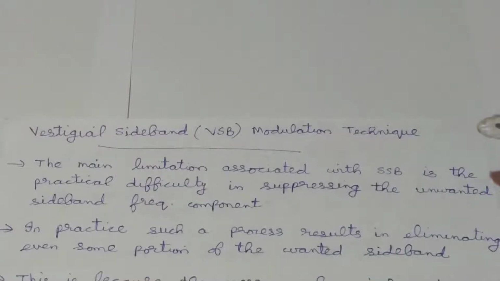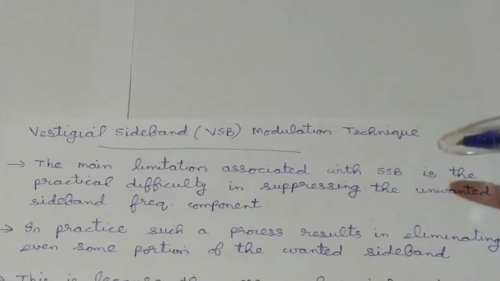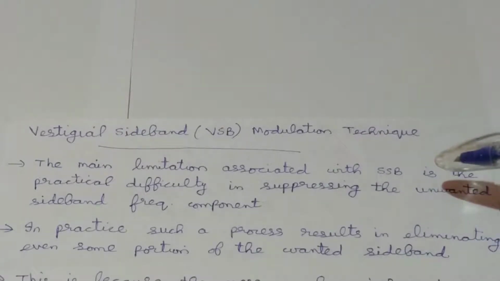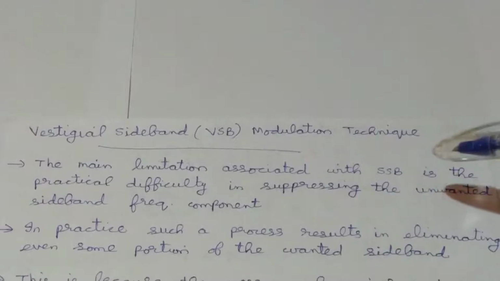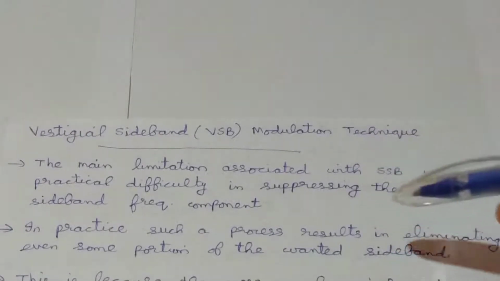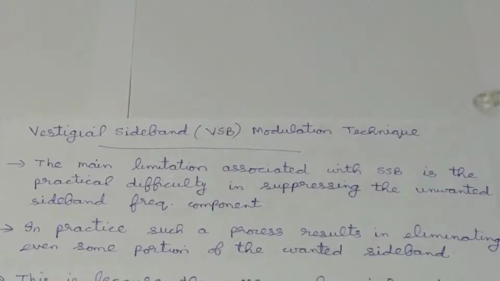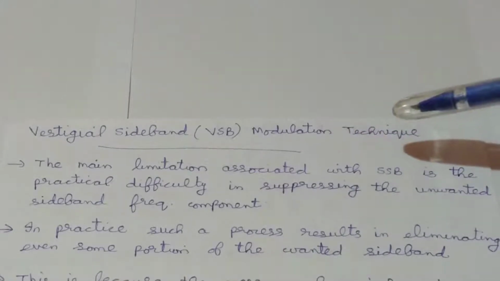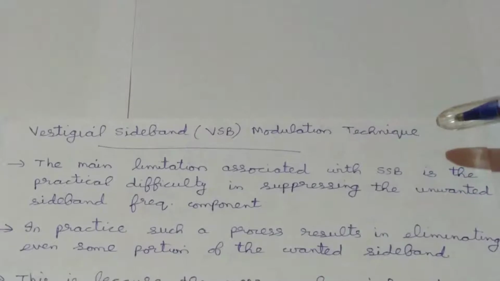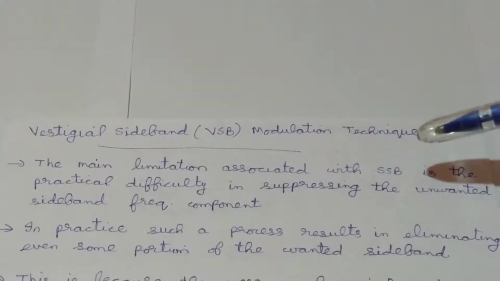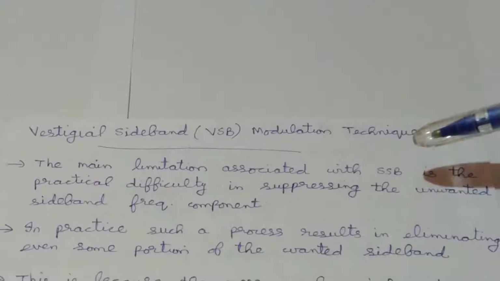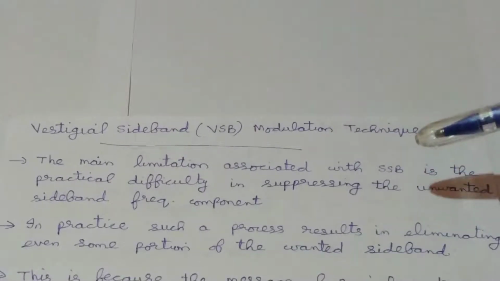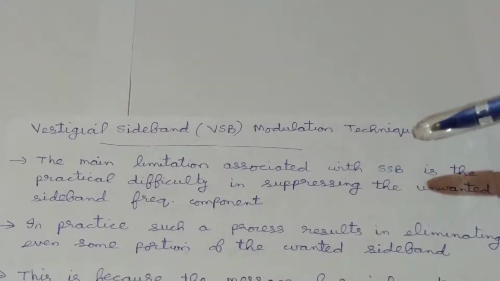Today we are going to discuss vestigial sideband modulation technique. In our previous class we discussed single sideband modulation technique, and we know that in single sideband modulation one of the sidebands is suppressed and we transmit only the other sideband to the receiver side. The main limitation associated with single sideband is the practical difficulty in suppressing the unwanted sideband frequency component. It was observed in practice that such a process results in eliminating even some portion of the wanted sideband.